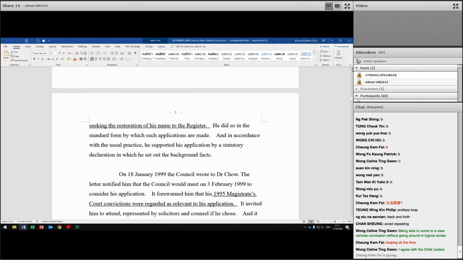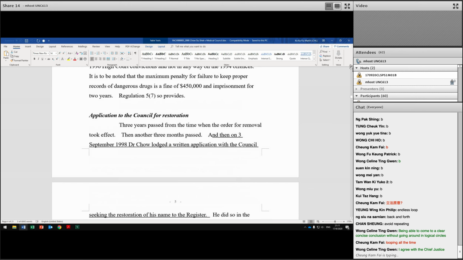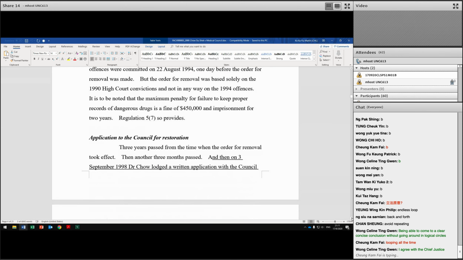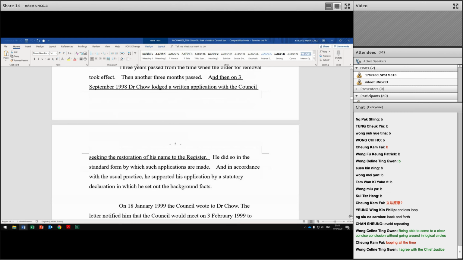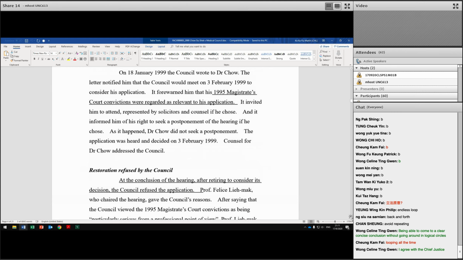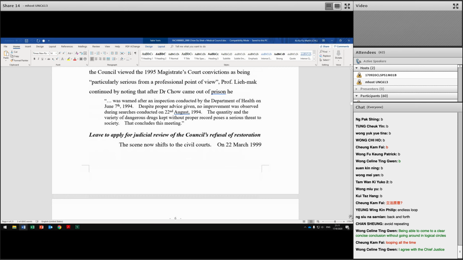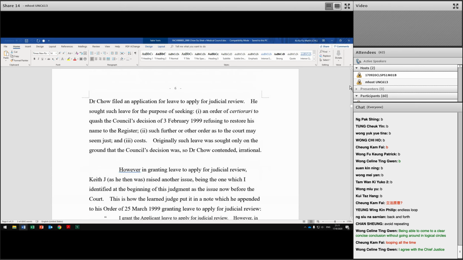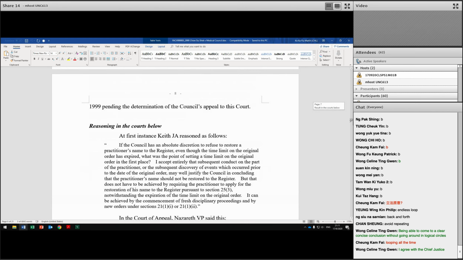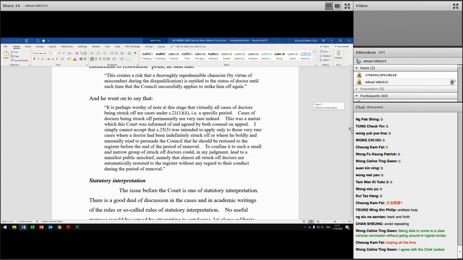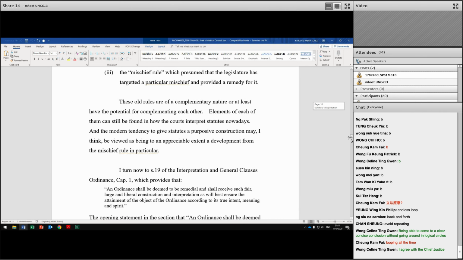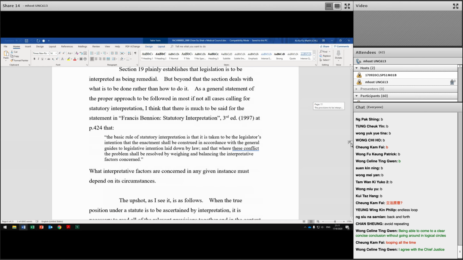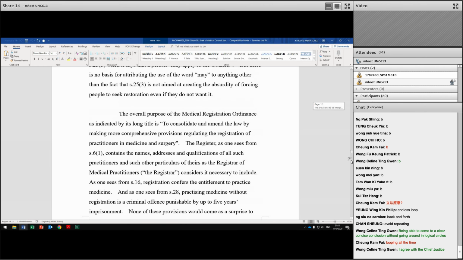It's mainly for selling dangerous drugs, because the doctor could earn a lot of money by selling dangerous drugs. Of course, the judge will refer to a lot of precedent cases in order to find out the true meaning of the legislation.